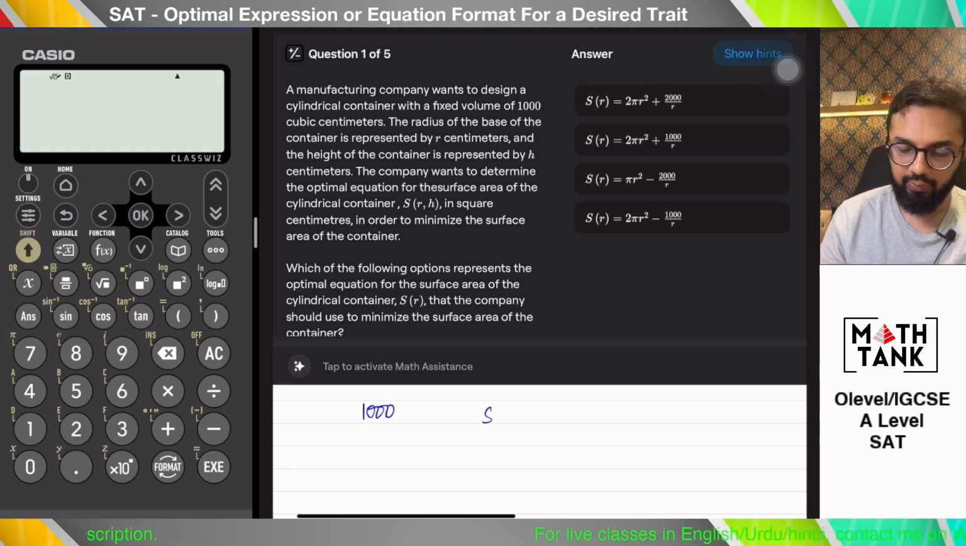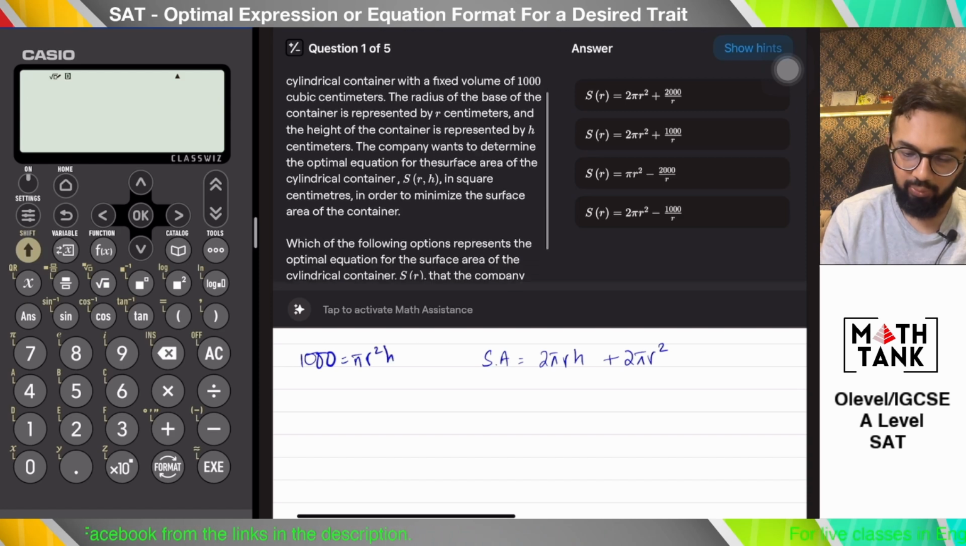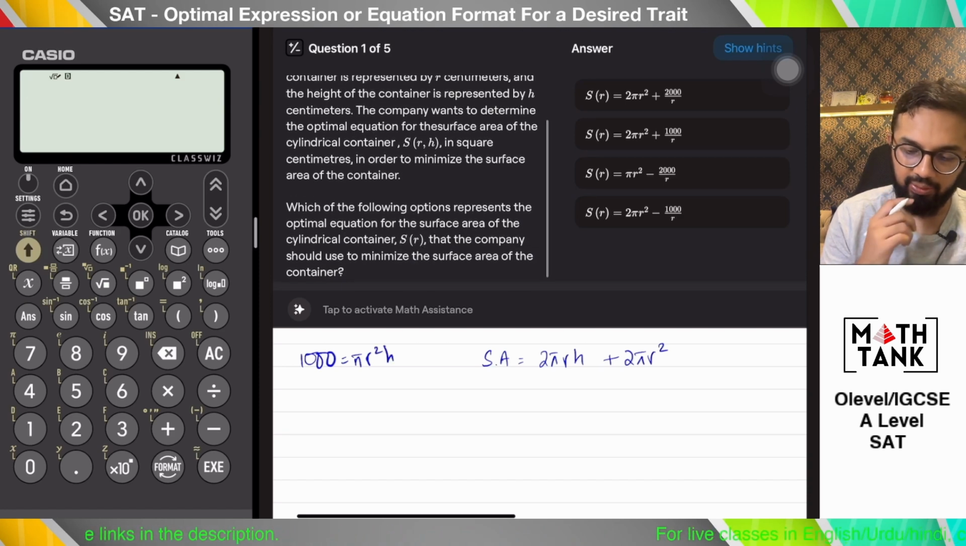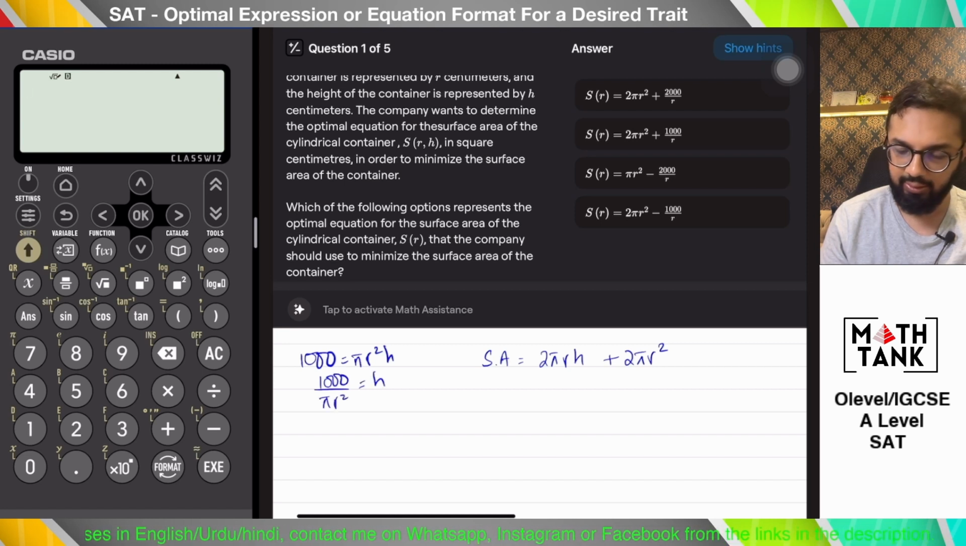Okay, so surface area for a cylinder is 2 pi r h plus 2 pi r square. Another thing that I know is 1,000. What is 1,000? 1,000 is the volume, which is pi r square h. Which of the following expressions represents the optimal surface area for the cylindrical container in terms of r? So I want a function S in terms of r. So I'm going to make h the subject and say that h is basically this.